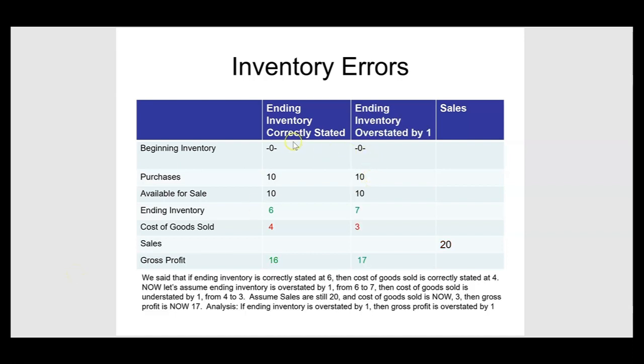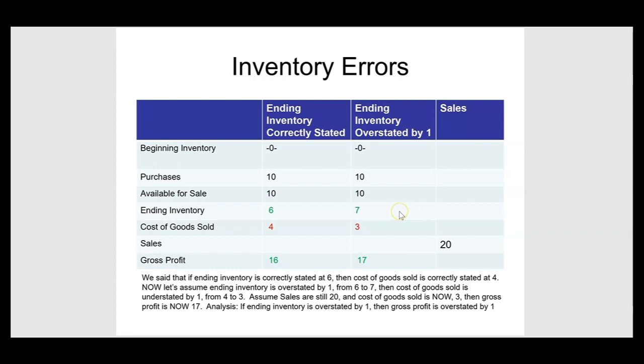So here's the correct column, the first column. Just what we've been using, where gross profit is 16 because cost of goods sold is 4, and that's because available for sale is 10 and ending inventory is 6. So the first column is all based on correctly stated figures, no errors. But if ending inventory is overstated by just $1, watch what happens to cost of goods sold and gross profit.